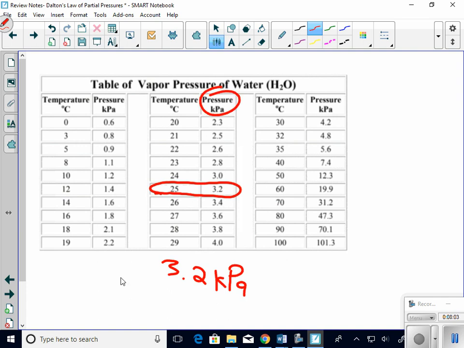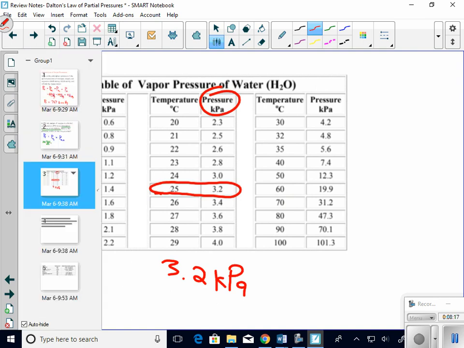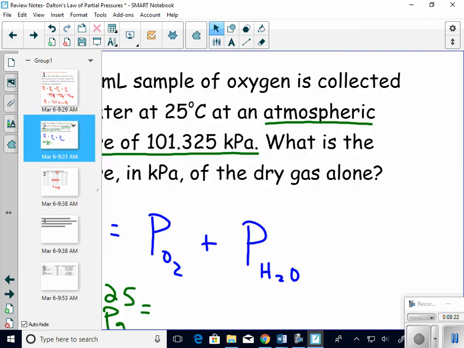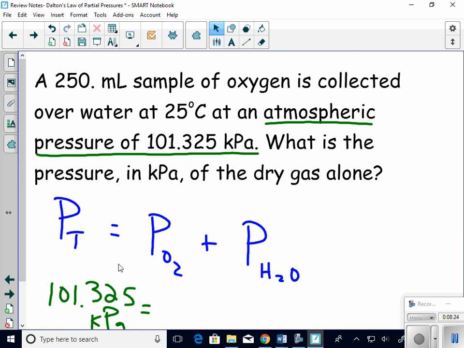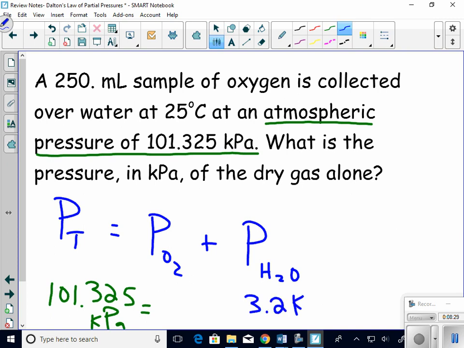Kilopascals. Now, will all of the charts I use be kilopascals? No. The one you're going to use in your lab is going to be millimeters of mercury. All right? But I know now that my value is 3.2 kilopascals.